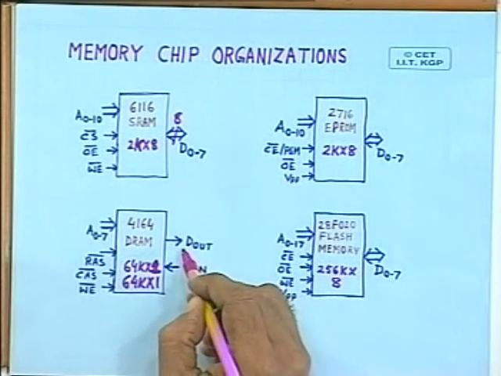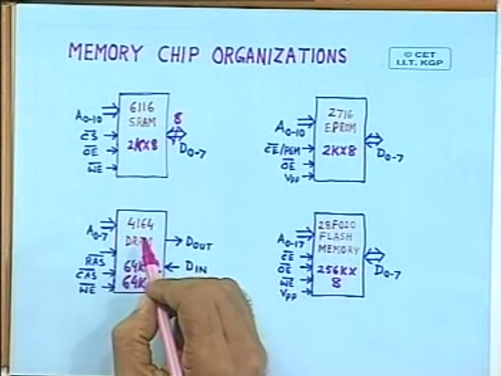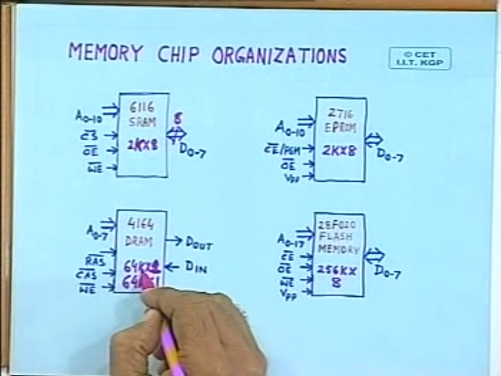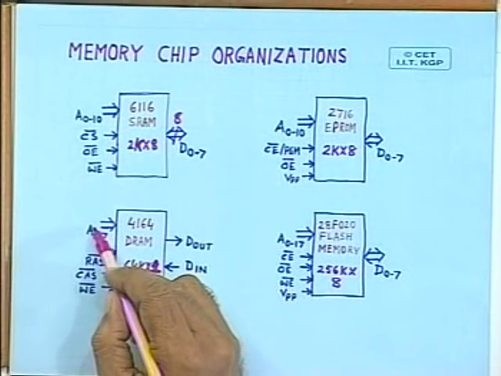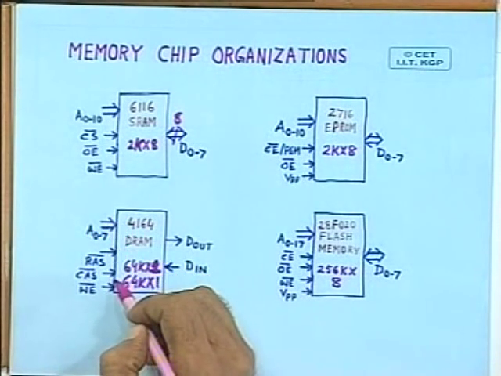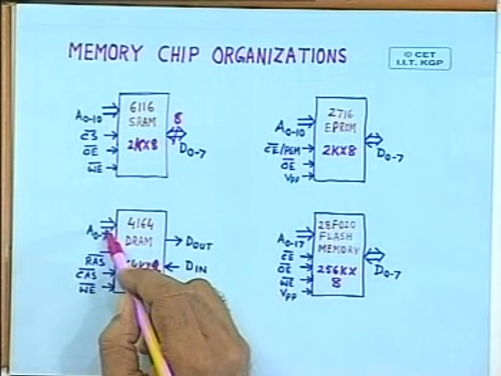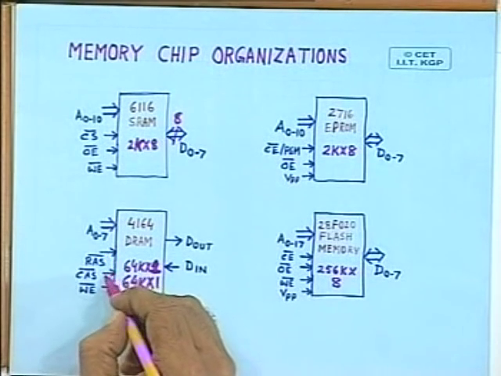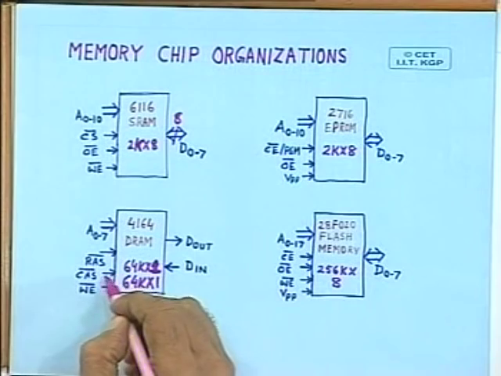And as you can see, you have only one output line and one input line. Moreover, to reduce the chip count, although you have 64K, which requires 16 address lines, you are providing only 8 lines on the chip to provide the address. So you provide row address and column address in a time division multiplexed form. You have to read the row address first, followed by the column address.